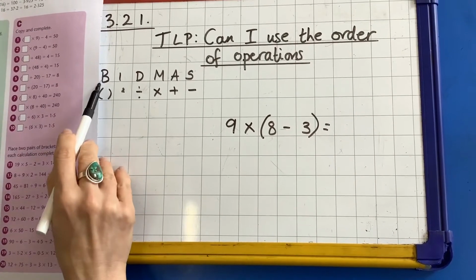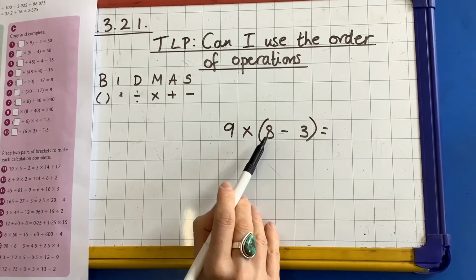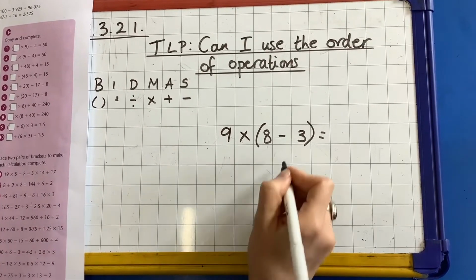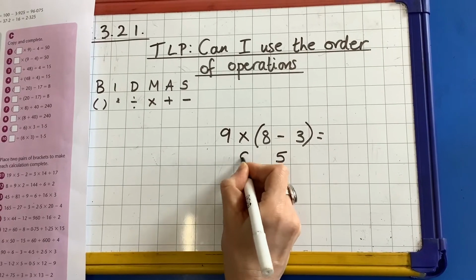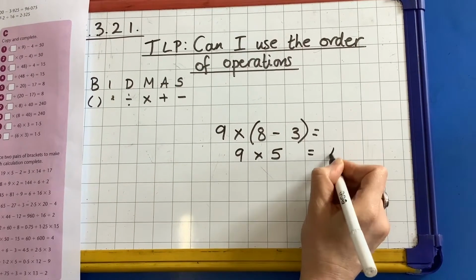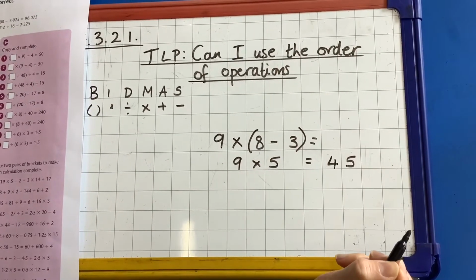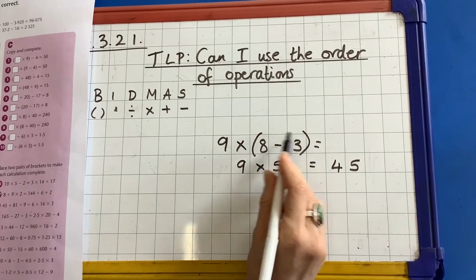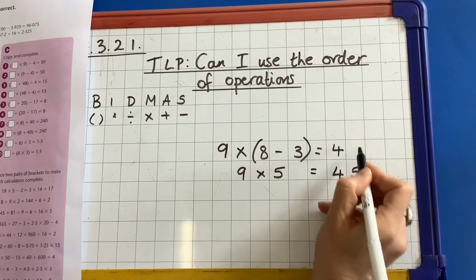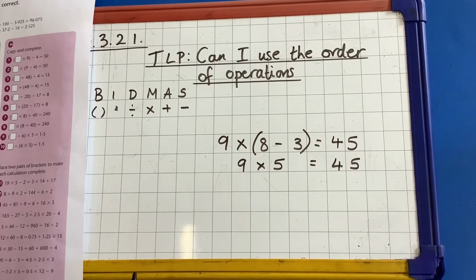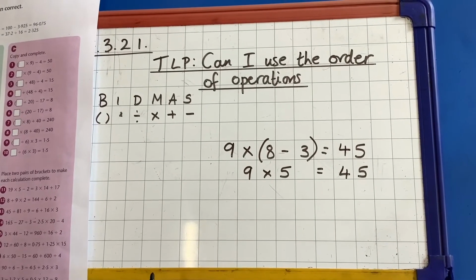But now I need to work out what's in the brackets first. So 8 subtract 3 gives me 5. So I want to do 9 times 5, and that's 45, isn't it? It's because I've followed the order of operations and worked out what is in the brackets first, followed the correct conventions, that I've got a different answer. I've got the correct answer.